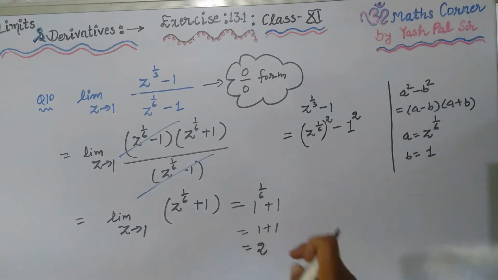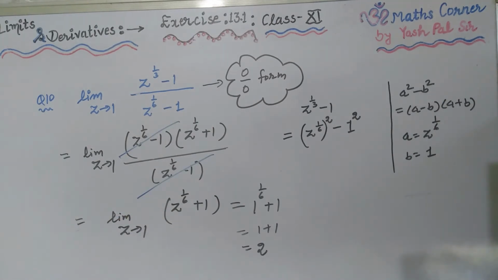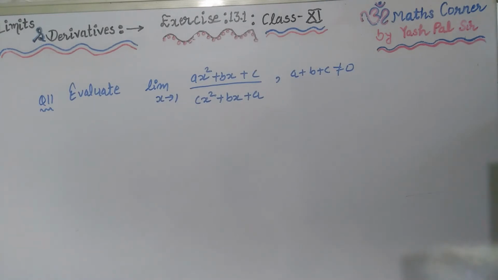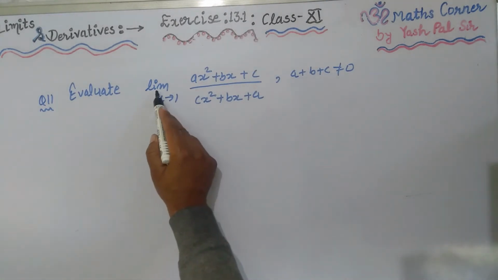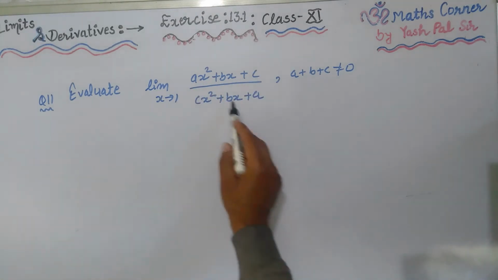Okay, so one method, this method is factorization, cancellation. So this way we can solve the question. Now next question. Question number 11. Evaluate the limit x approaches to 1, (ax² + bx + c) whole divided by (cx² + bx + a).